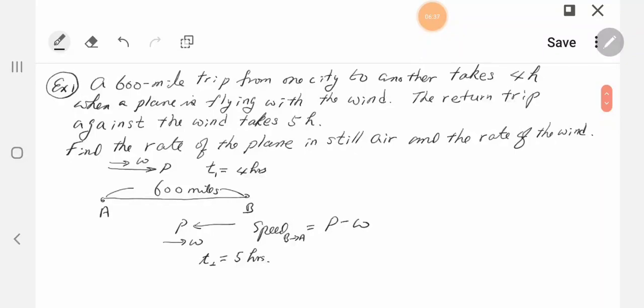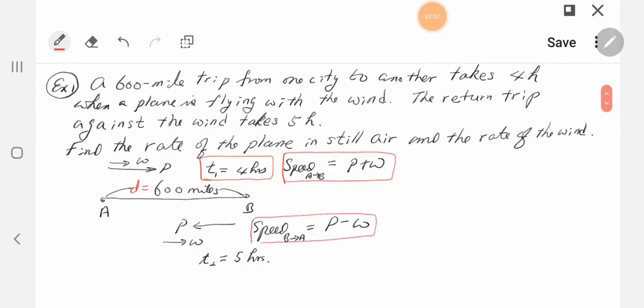All right, so when you go from city A to B, what's the total speed from A to B? The airplane is flying with the wind, so it will be P plus W, right? And the time is 4 hours, and the distance is 600 miles. When you return, the speed is P minus W, the time is 5 hours, and the distance is 600 miles.